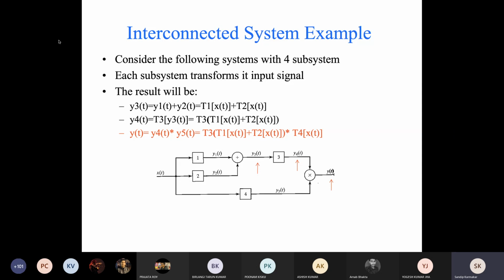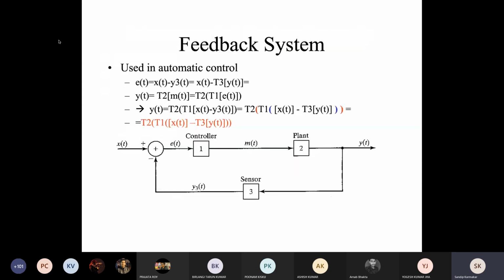Are you getting this? Yes. This is the interconnected system example. Wherever there is a plus, there is an addition of signals. Whenever there is a multiplication, there is a multiplication of signals, and the square boxes represent transformations by T1, T2, etc. Are you getting my point? Yes, sir. So the output will be y(t) equal to T3 T1 x(t) plus T2 x(t) times T4 x(t).